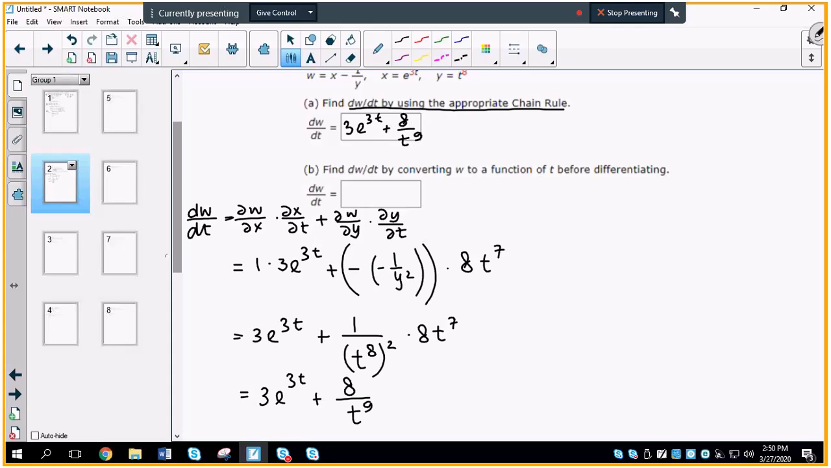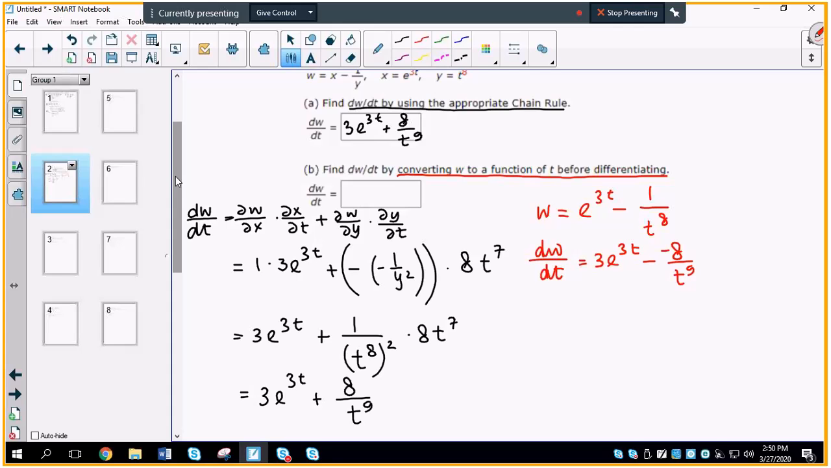The second process is doing the same problem, but this time converting w as a function of t before you differentiate. So write w as x is e to the power 3t minus 1 over y, which is 1 over t to the power 8. Then start differentiating. So I can do the total derivative directly. dw dt will be equal to 3 e to the power 3t minus derivative of t to the power 8 is 8 over t to the power 9 with a minus.